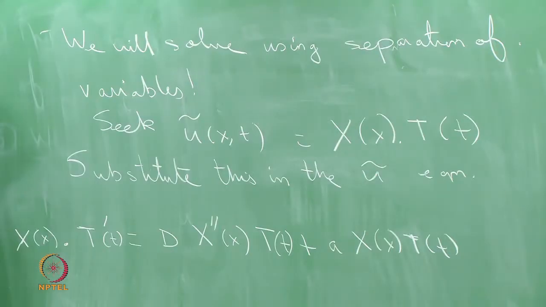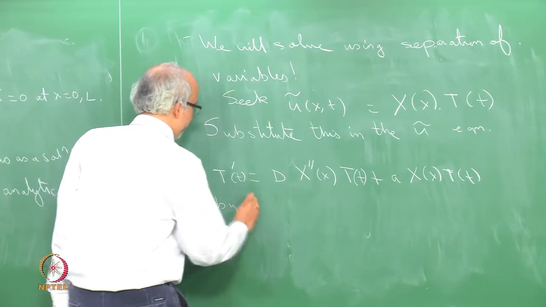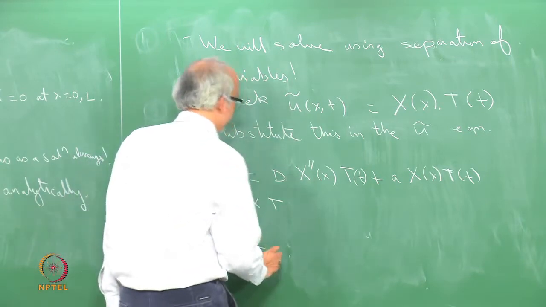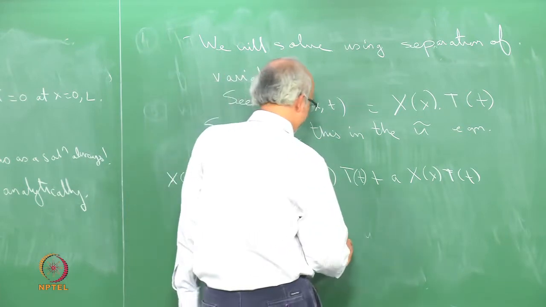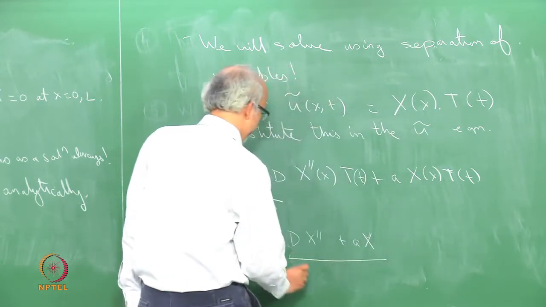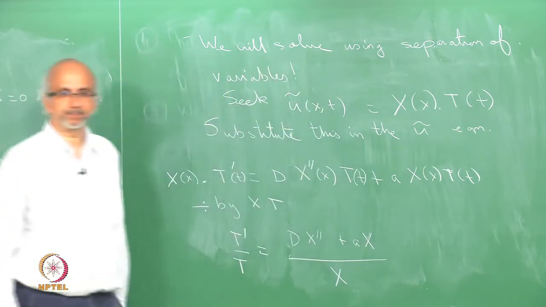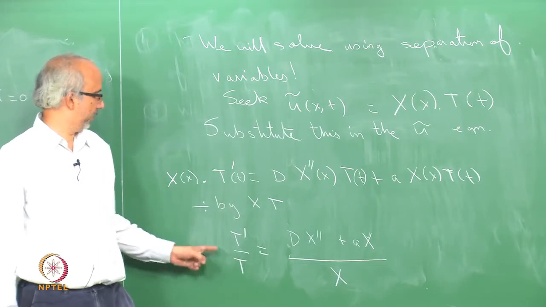Okay. What we do now is we divide throughout by X multiplied by T. Okay, divide by XT, and what do you get? T dash by T equals D times X double prime plus A X divided by X. Okay, I just divided by XT, and that's what I get.